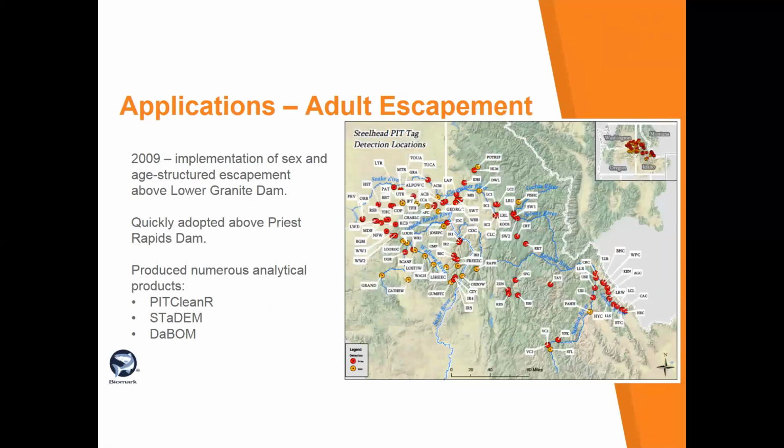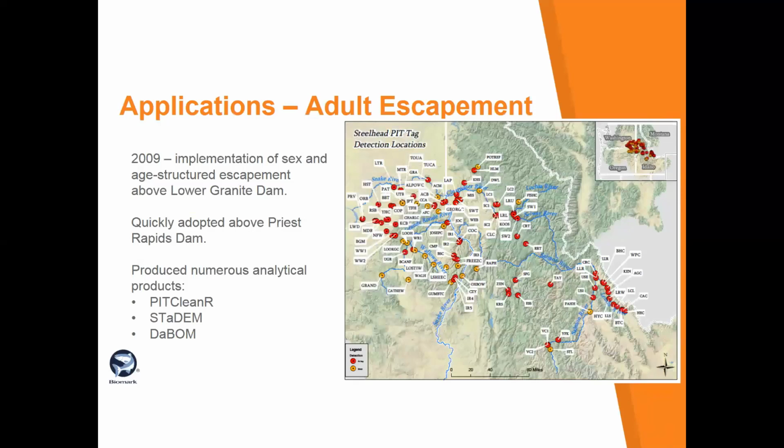So this slide is actually old and out of date, but it shows a number of locations in the Snake River Basin that we use to generate adult escapement estimates. So this starts with tagging of natural origin steelhead and spring summer Chinook at Lower Granite Dam, and then subsequent detections of those upstream can be used to generate escapement estimates. Tissue and scale samples collected from those individuals at the time of tagging allow those escapement estimates to be further decomposed by sex and age.